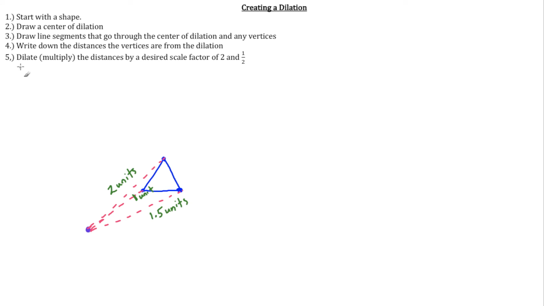Okay, cool. Dilate or multiply the distances by the desired scale factor of 2. So for instance, this right here, the distance from the center of dilation, I should probably label that. Make sure you label it center of dilation.